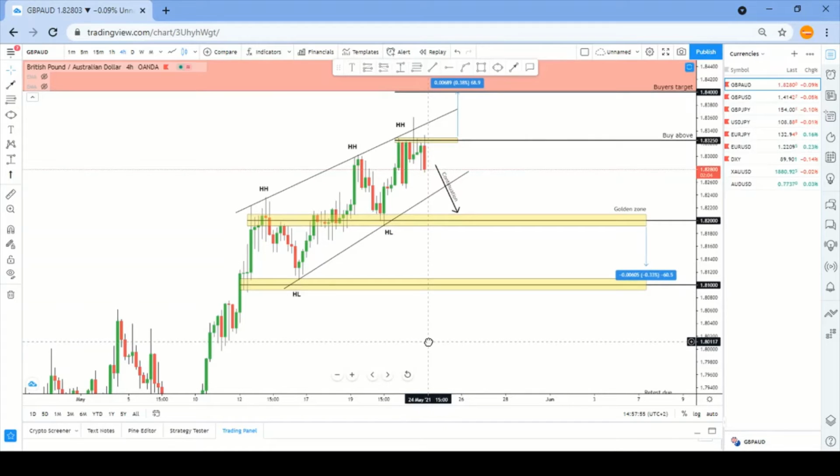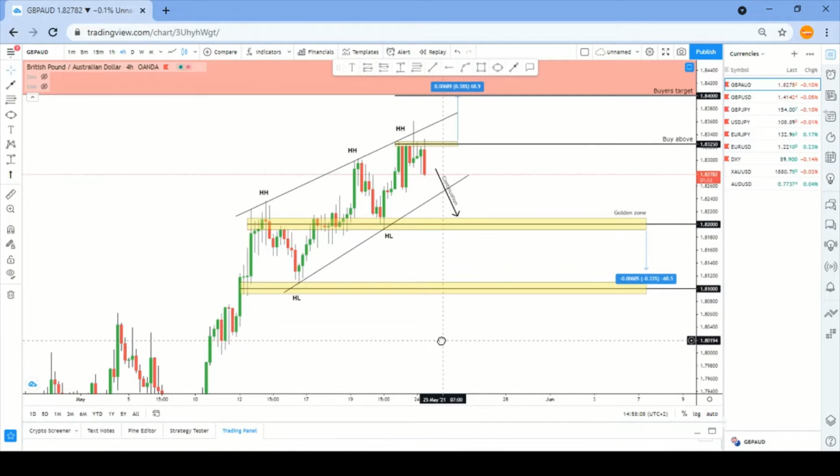And as you guys know, I only trade six pairs, which is GBPAUD, GBPUSD, GBPJPY, USDJPY, EURJPY, and EURUSD. So the reason for this is just to eliminate risk.